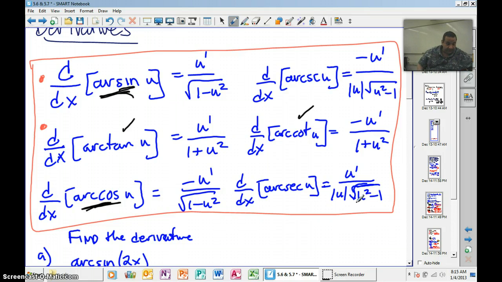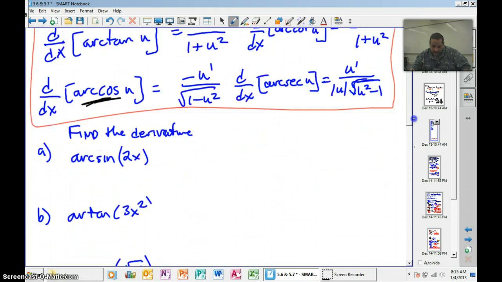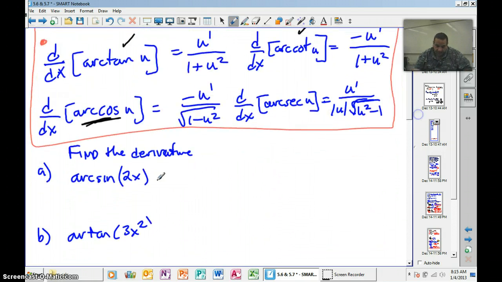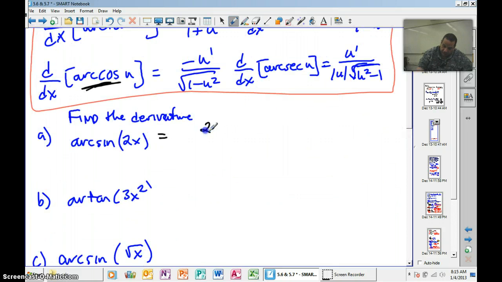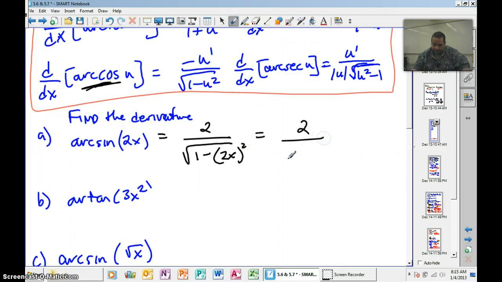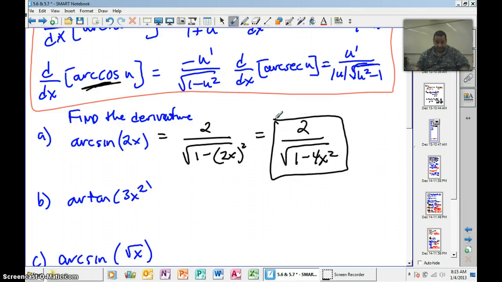So let's do some problems involving them. It looks a little crazy here, but we can do it. Arc sine 2x. So I go up top and I say arc sine is u prime over that. So it's going to be u prime, which is 2, over this, 1 minus 2x quantity squared. I'll simplify that and get 2 over the square root of 1 minus 4x squared. Done. Just using that derivative.